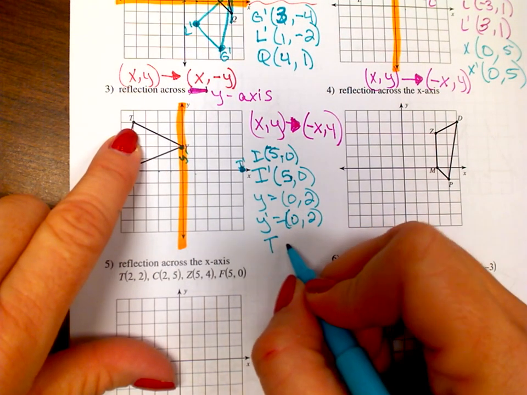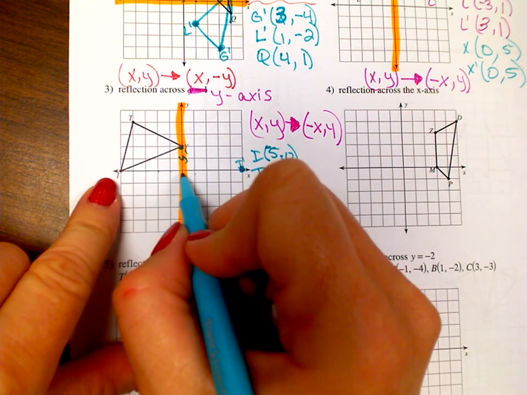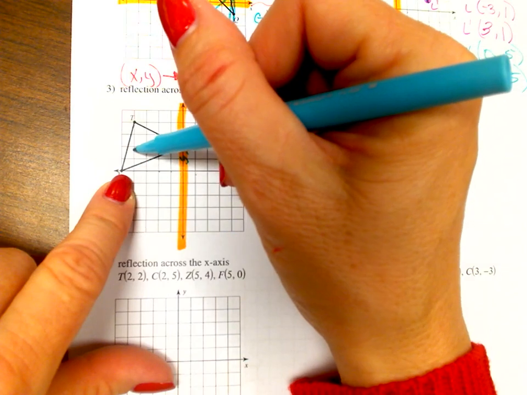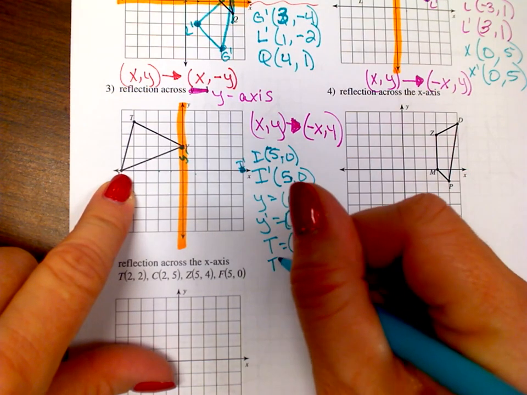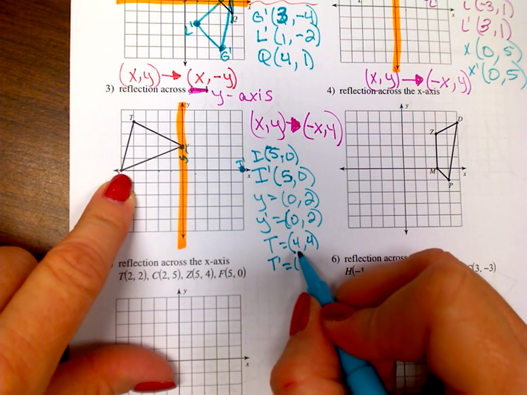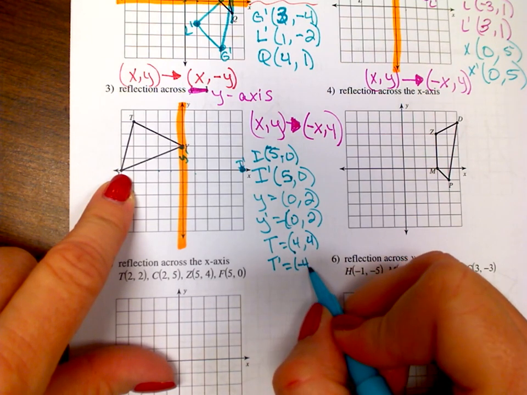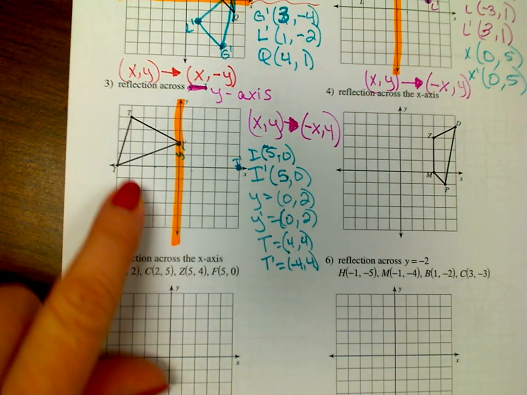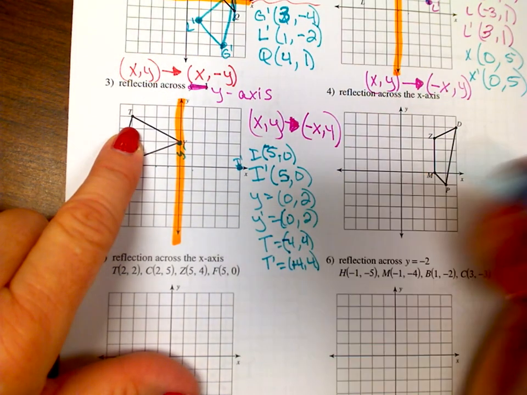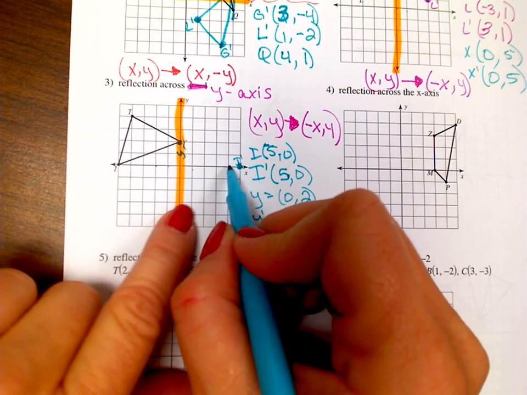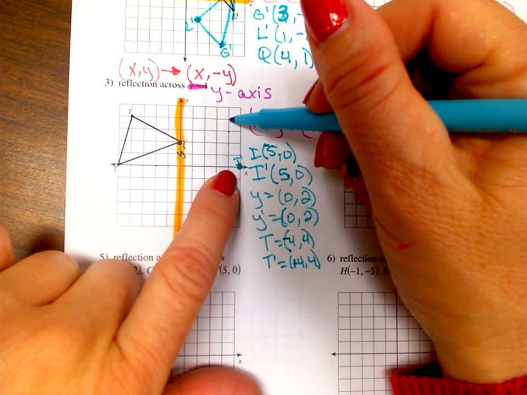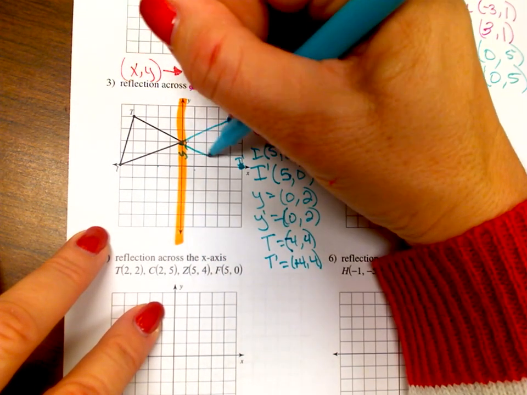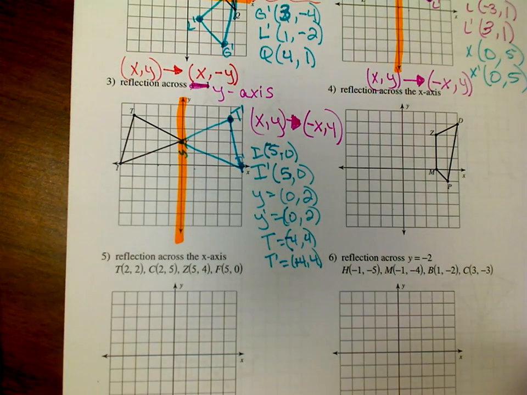Then we have T equals 1, 2, 3, 4, and 1, 2, 3, 4. So T prime is going to be opposite of my x, -4, 4. Oh, wait, that's what the original is. Didn't put my negative up here. So this becomes positive. 1, 2, 3, 4, and then up 4. 1, 2, 3, 4. This is T prime. So it has now reflected over the y-axis.